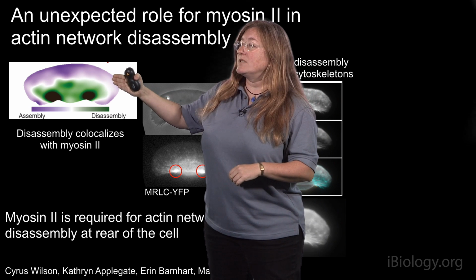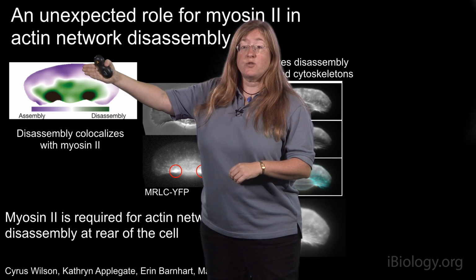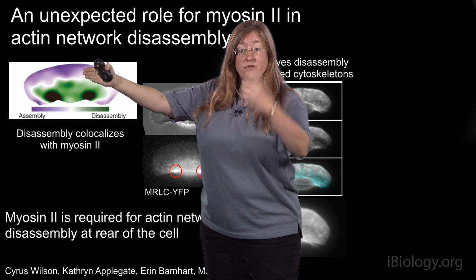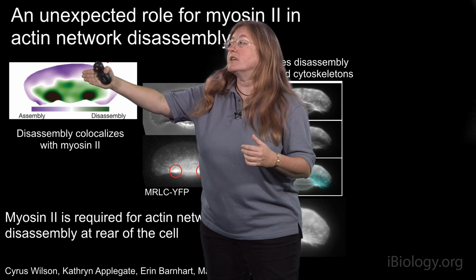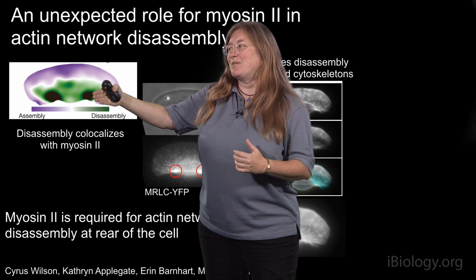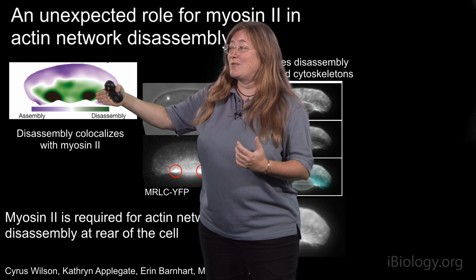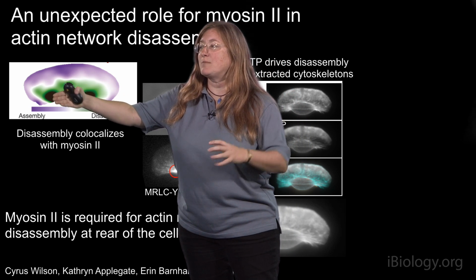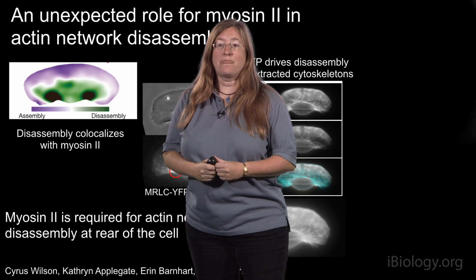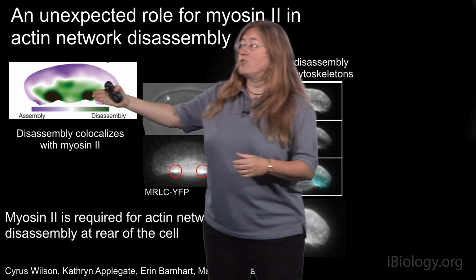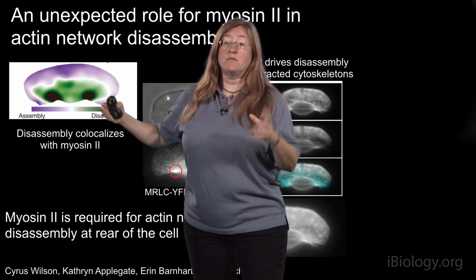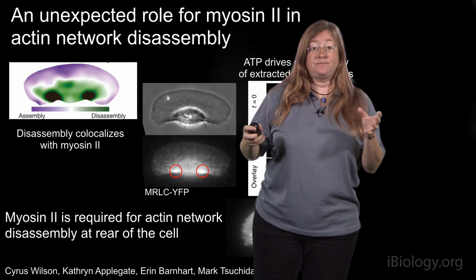And what he found was that the assembly is very much biased towards the leading edge, specifically right in the middle of the front of the leading edge, which is very much what we'd expect. But the disassembly, unexpectedly, was found in these two very intense spots right on either side of the cell body. And Cyrus recognized that those locations were very similar to the locations where we found myosin.